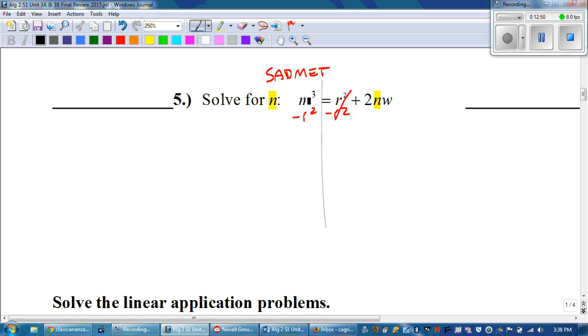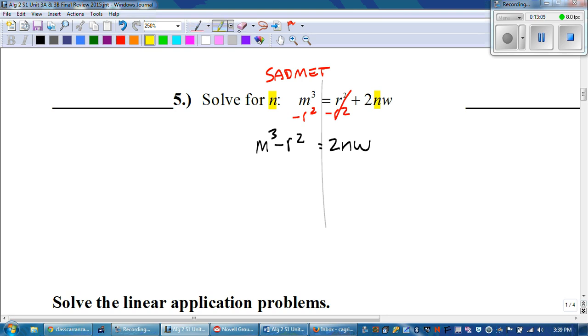Now people are like, oh, I don't know what to do here. Well, yeah, we don't know what to do because we don't know what m or r are. So we just leave them like that. m cubed minus r squared. And now that equals 2nw.